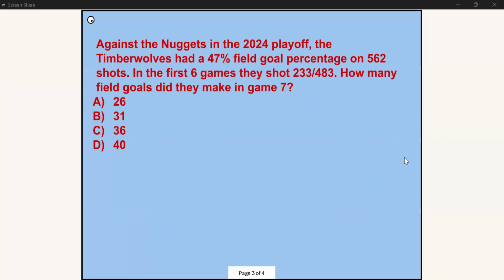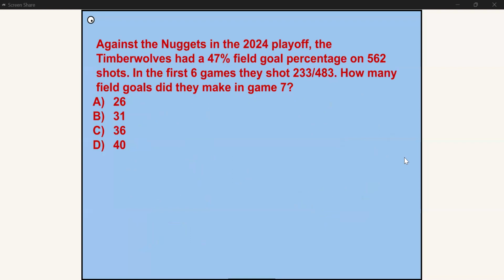Now let's try this one. Against the Nuggets in the 2024 playoffs, the Timberwolves had a 47% field goal percentage on 562 shots. In the first 6 games, they shot 233 out of 483. How many field goals did they make in game 7?